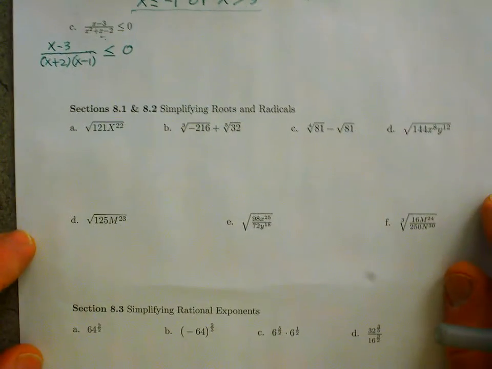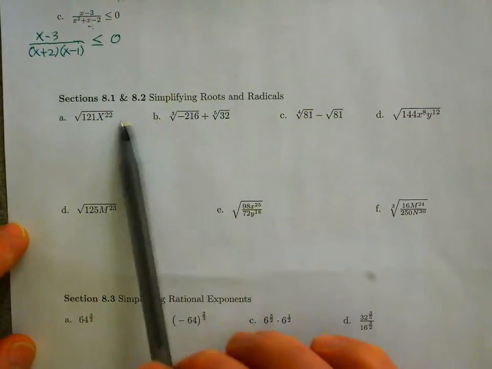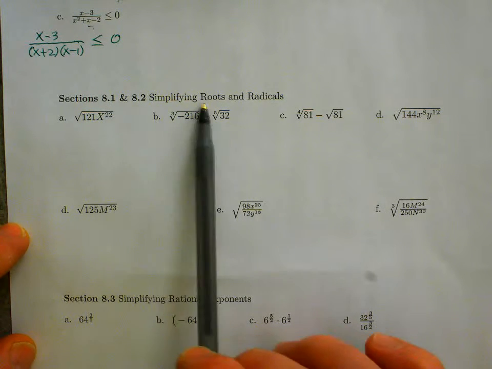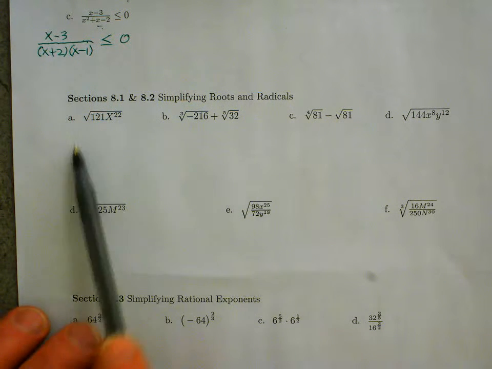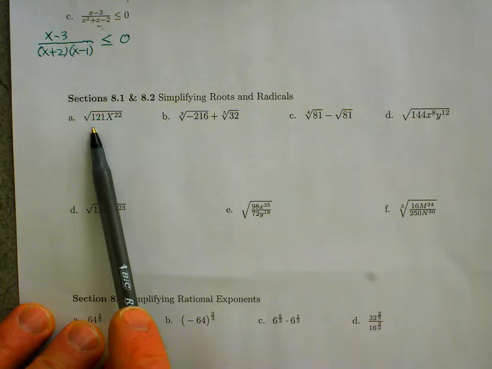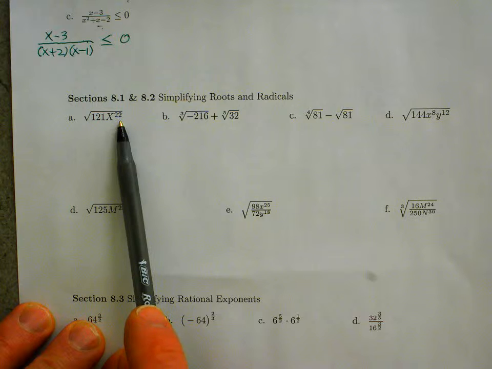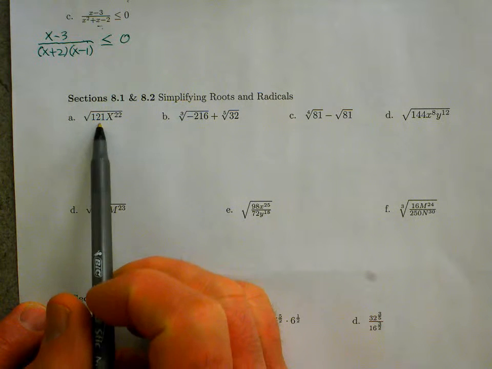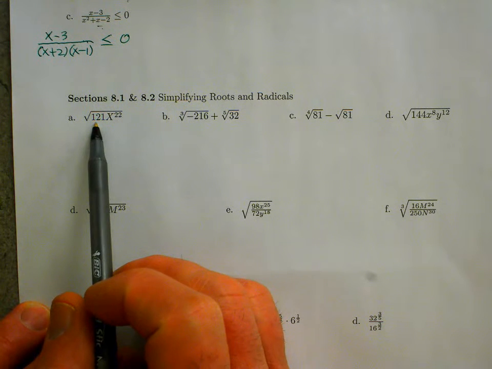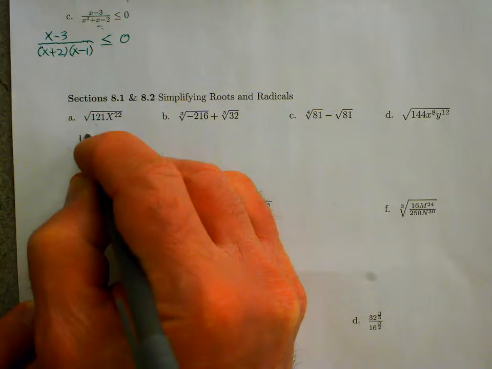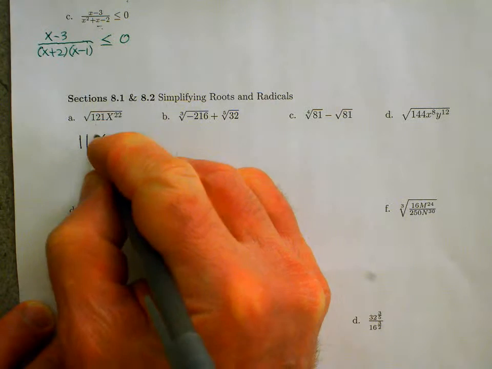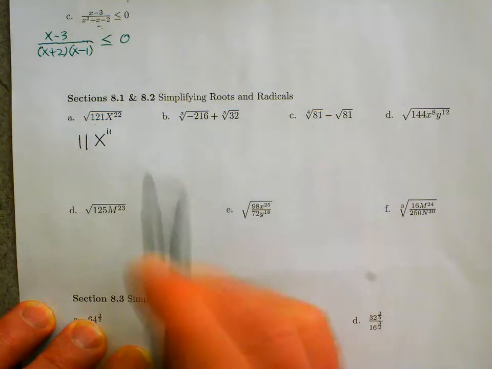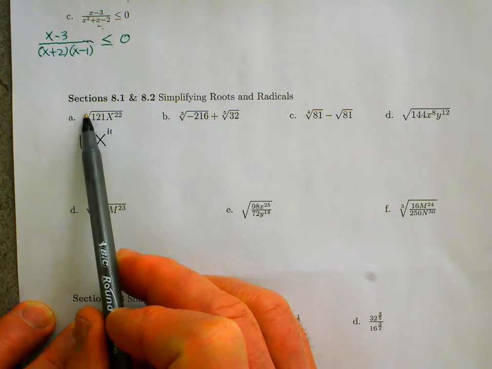Okay, we got to this page. We're in sections 8.1 and 8.2, simplifying roots and radicals. So the first one, the square root of 121x to the 22nd. Both are perfect squares. The square root of 121 is 11, and the square root of x to the 22nd is x to the 11th. 22 divided by the index 2 is 11.